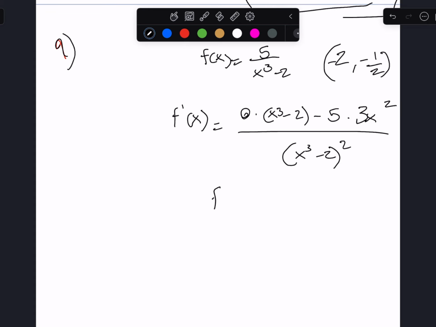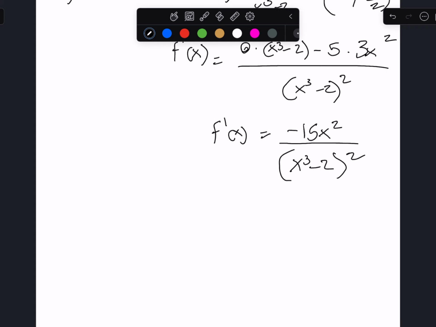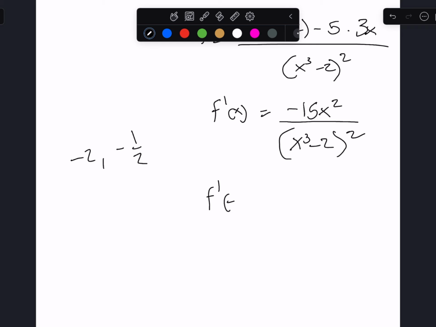Now, we continue to break down this equation and do some algebra. We get negative 15x squared over (x cubed minus 2) squared. Now, it's asking us to find the derivative of the function at the point negative 2 comma negative 1/2. So we have to input our negative 2 as our x in our new function. So f prime of negative 2 equals negative 15 times (negative 2) squared over ((negative 2) cubed minus 2) squared.